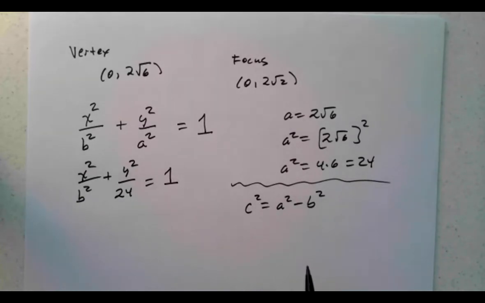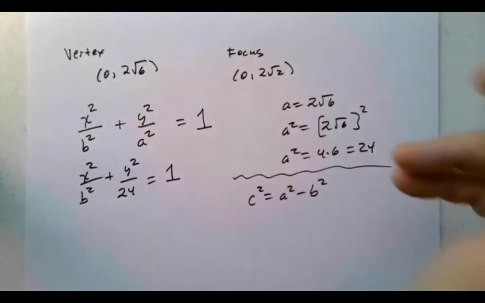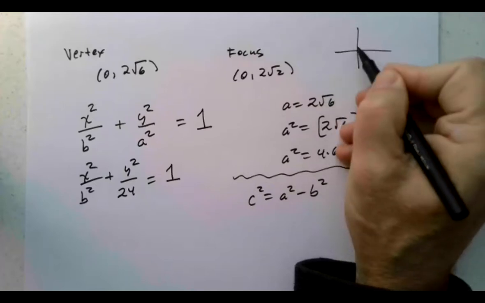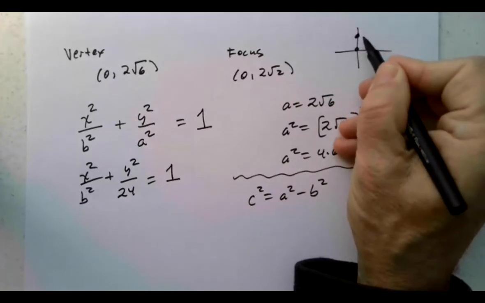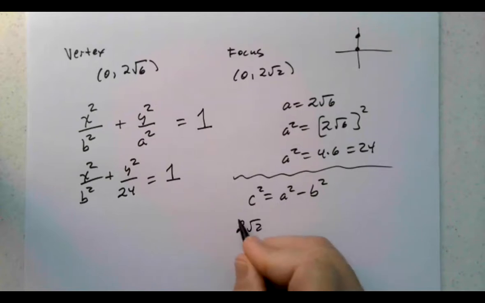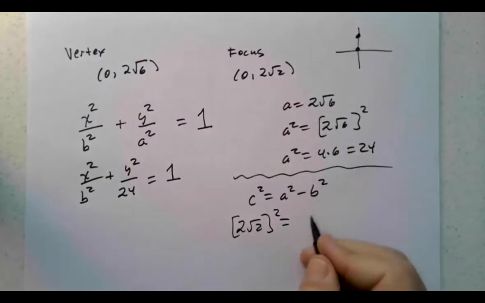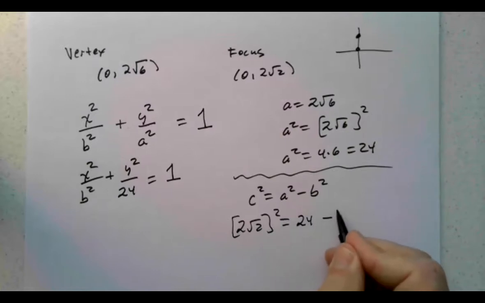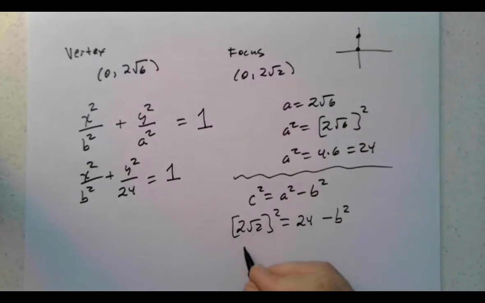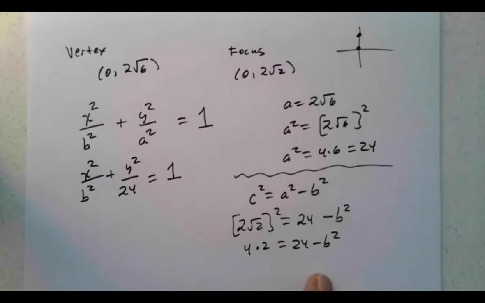So what I have now is c squared, but what is c? The focus is (0, 2√2). So our center is (0, 0), and 2√2 is here, so our c is going to equal 2√2. So (2√2) squared is a squared, which we've already said was 24, minus b squared. 2 squared is 4, √2 squared is 2.